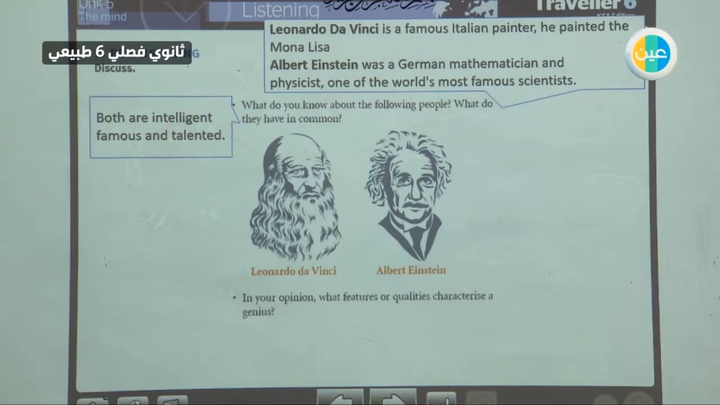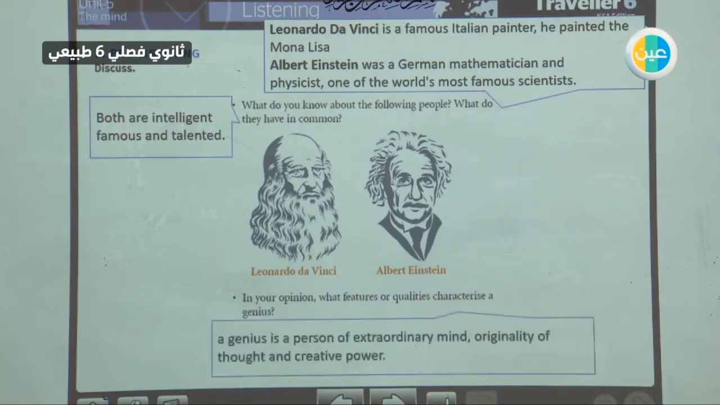You can come up with any other answer. In your opinion, let's describe a genius person. The qualities that characterize a genius person. These people are genius. Why? How can you become a genius person? A genius person is extraordinary, not like any other person. An extraordinary mind, originality of thought. He had thoughts that are original, that haven't been thought of before. And creative power, creativity, smartness, and we have originality of thoughts.